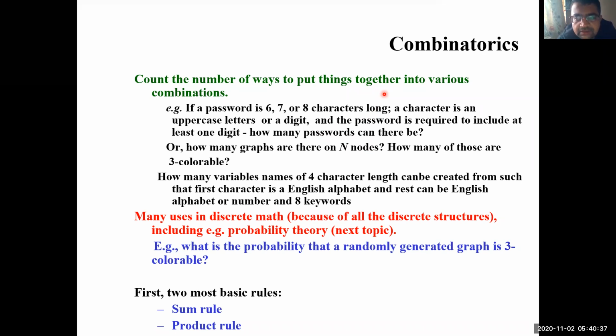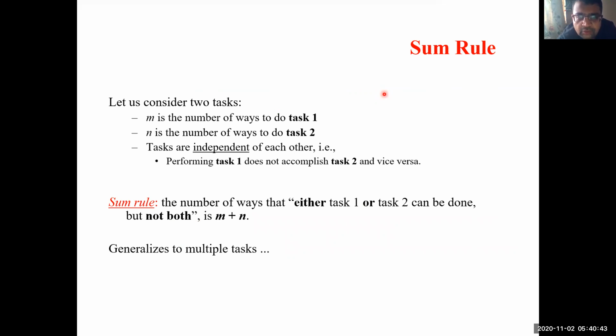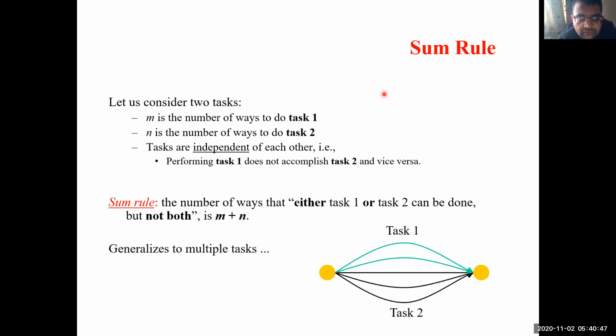To start counting, there are two important basic rules, the sum rule and the product rule. So the sum rule: let m be the number of ways of doing task 1 and n be the number of ways of doing task 2. If the tasks are independent of each other, then the total number of ways that either task 1 or task 2 can be done, but not both, is m plus n.